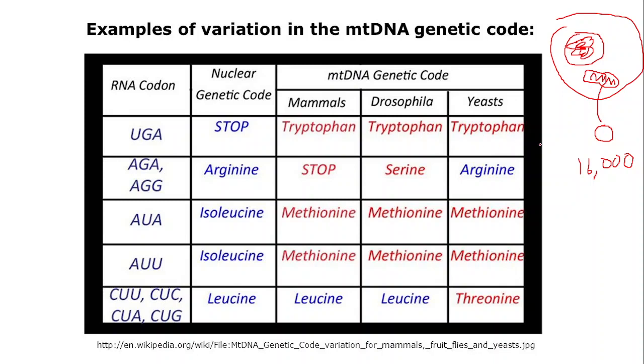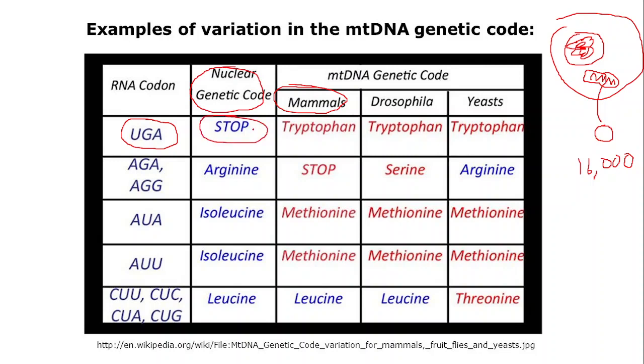So it's a small genome. But interestingly, that genome has genes. They have to be transcribed. They have to be read. It's code that's important for running your energy operation in your cells. And so, for example, in you and I, in mammals, UGA, this particular codon, in your nucleus, makes a stop codon.